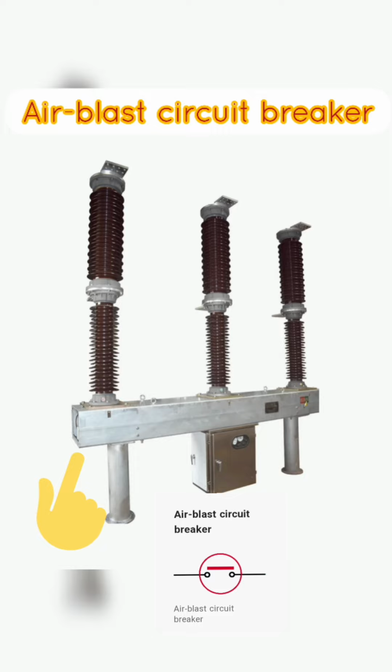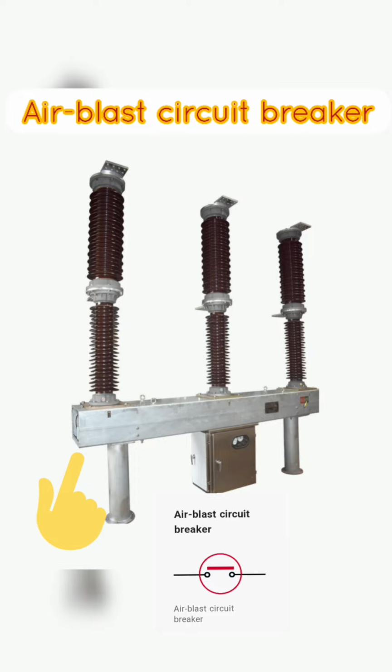Next we learn about air blast circuit breaker. An air blast circuit breaker is a type of electrical switchgear used to protect electrical equipment from damage caused by overcurrents or short circuits. It operates by interrupting the electrical current flowing through a circuit using a high-pressure blast of compressed air. The main components of an air blast circuit breaker include a set of contacts, an air compressor or pressure vessel, a control valve, and an air nozzle.